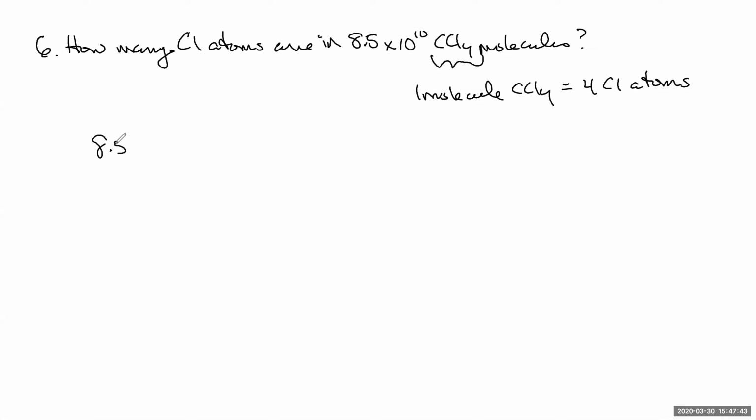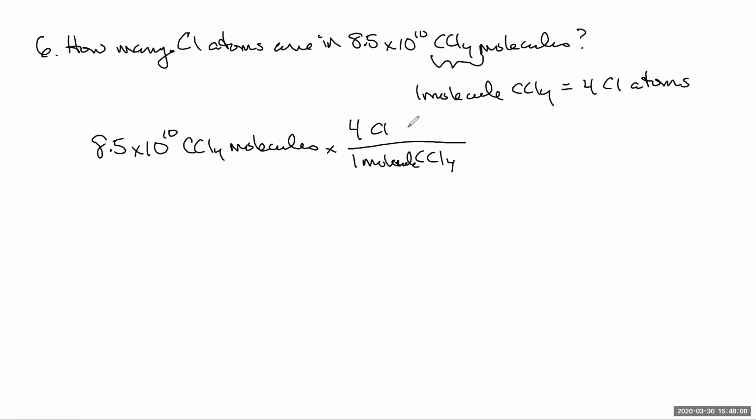Our given is 8.5 times 10 to the 10 carbon tetrachloride molecules. I want to get rid of carbon tetrachloride molecules, so I'm going to put 1 molecule on the bottom. Has 4 chlorine atoms on the top. I just need to go 8.5 times 4. I did not calculate 8.5 times 4, so you can calculate that yourself. Again, remember to go to 4 sig figs.